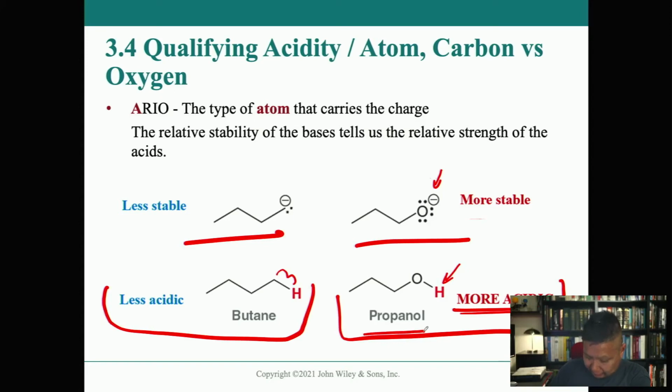That says more acidic, by the way. My head's blocking that. That says more acidic. Okay?